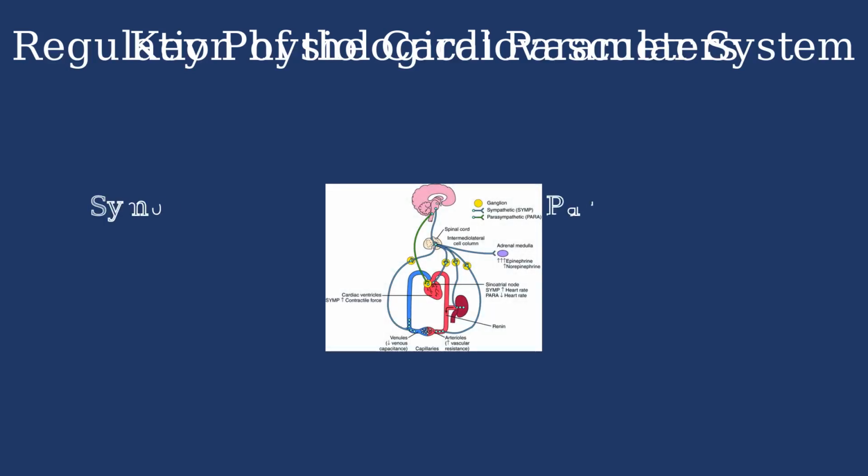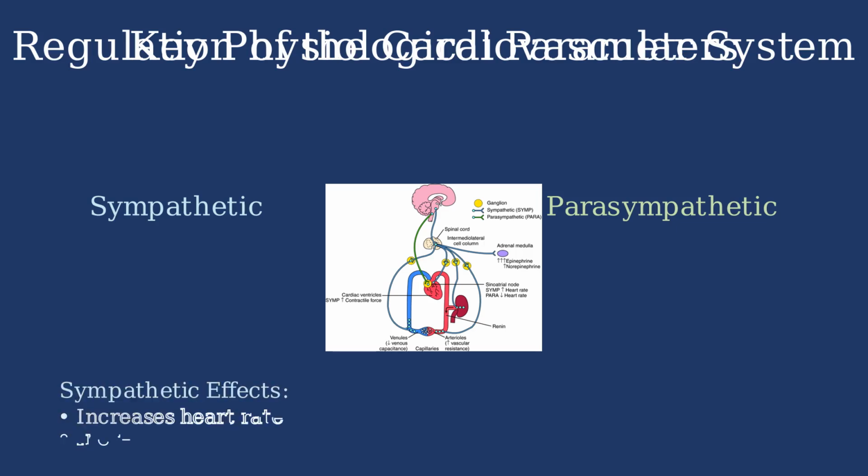The cardiovascular system is primarily regulated by the autonomic nervous system, which has two main branches, sympathetic and parasympathetic. The sympathetic nervous system, shown in blue, prepares the body for fight or flight responses. It increases heart rate and contractility, constricts blood vessels to increase blood pressure, and triggers the release of epinephrine and norepinephrine from the adrenal medulla.